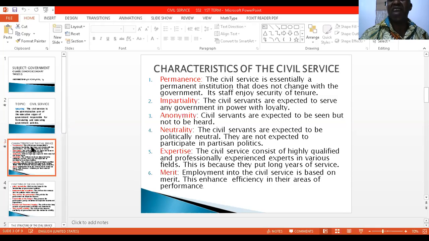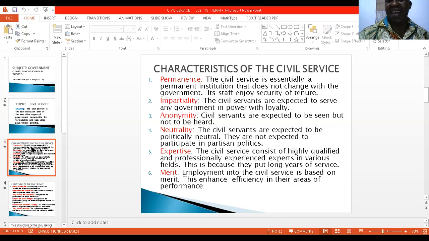They serve any government that comes to power with loyalty, irrespective of your party or whatever you can call it. They enjoy security of tenure. Because of this permanence, they keep the work going. They help to ensure effectiveness and what again? Efficiency in the administration and in the executive arm of what? Government.